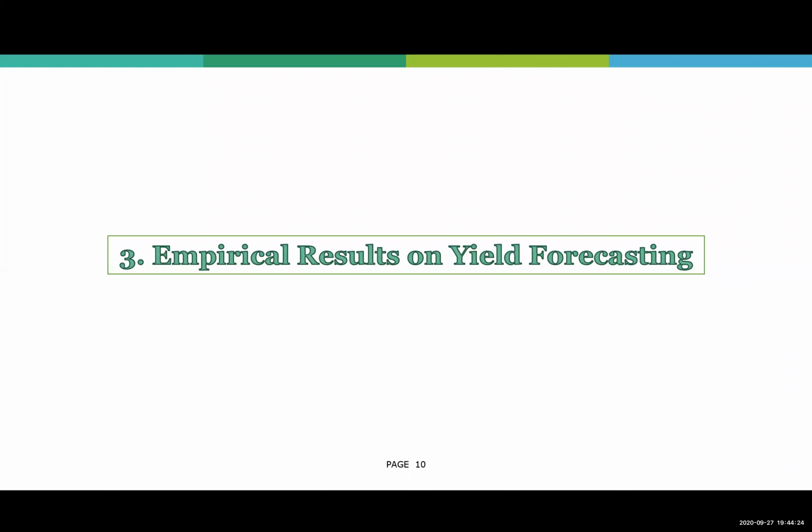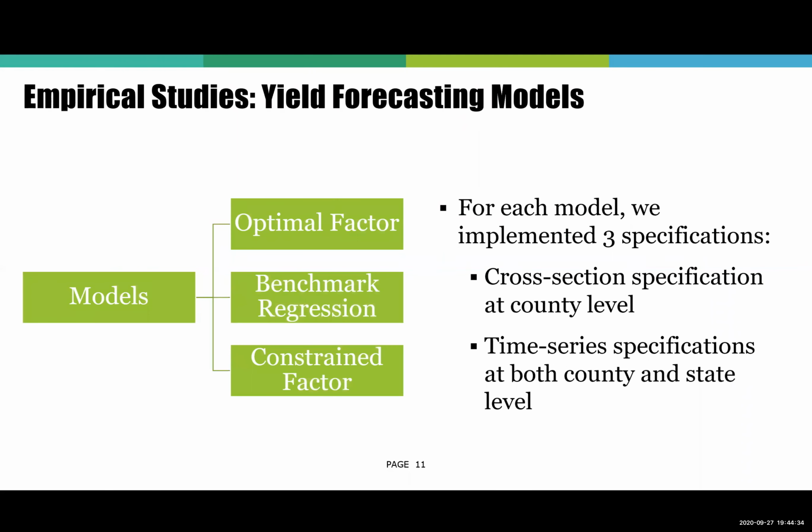Before presenting the empirical results, it is useful to briefly describe the models we are comparing and the measures used to assess their relative efficiency. For comparison, we consider 3 types of models. For each model under consideration, we in turn implemented 3 specifications, namely the cross-section specification at the county level and the time series specification at both the county and the state level.